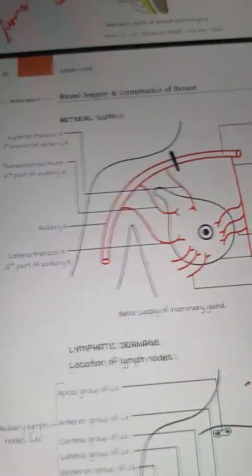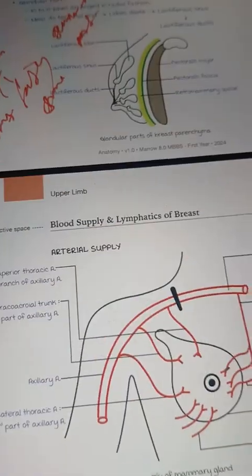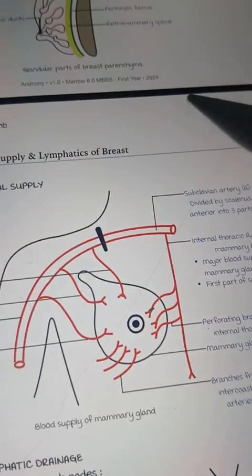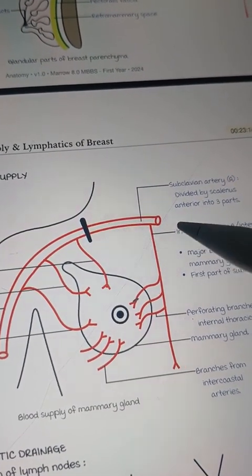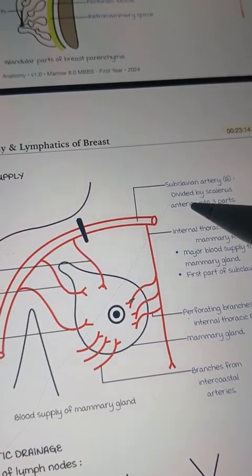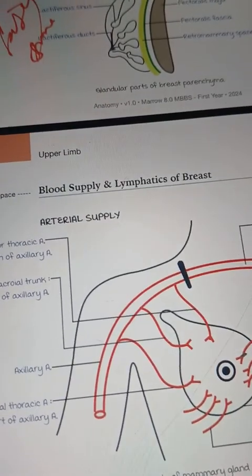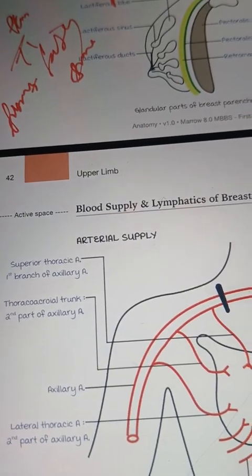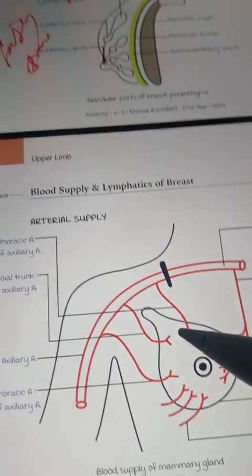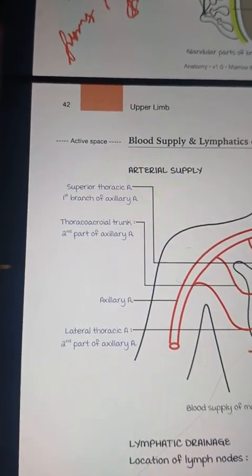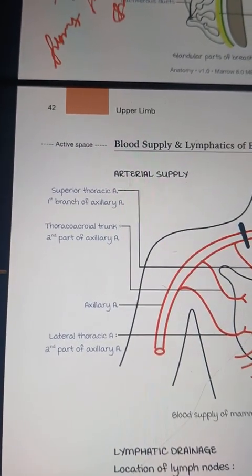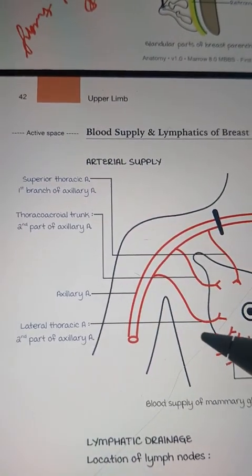Now next we have the blood supply of the breast. What is this? That's the subclavian artery, and the subclavian artery is divided by the scalenus muscle into three parts, as we saw. This is the superior thoracic artery, which is the first branch of the axillary artery. Then this is the thoracoacromial trunk, the second part of the axillary artery, and that's the axillary artery.